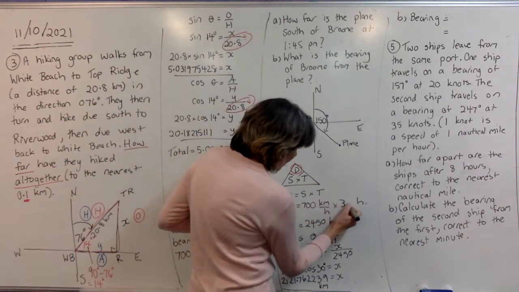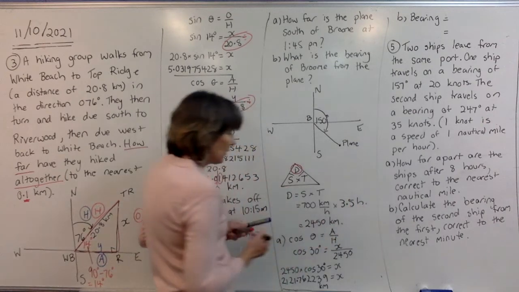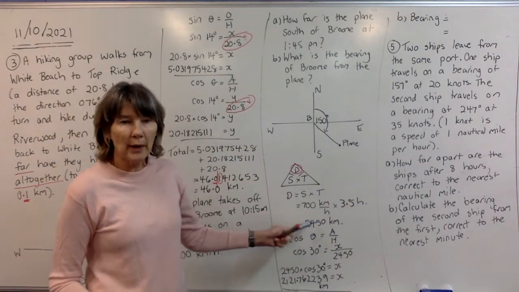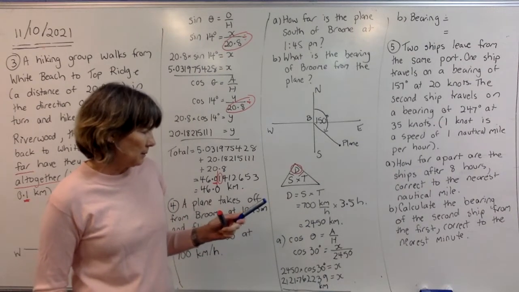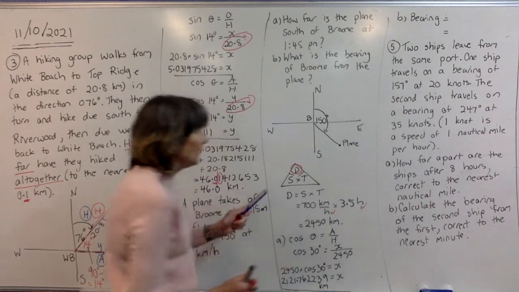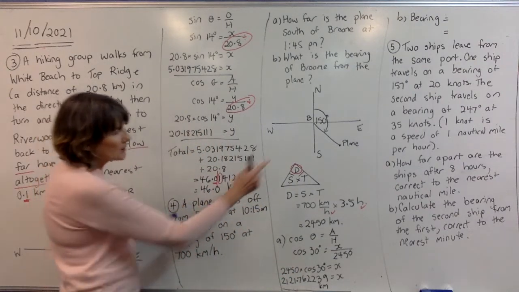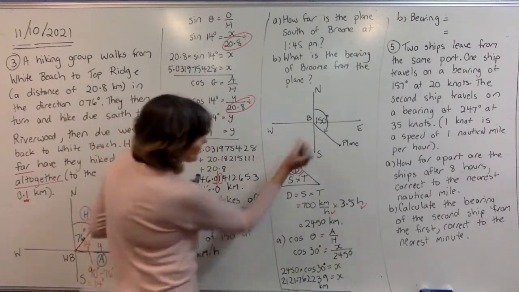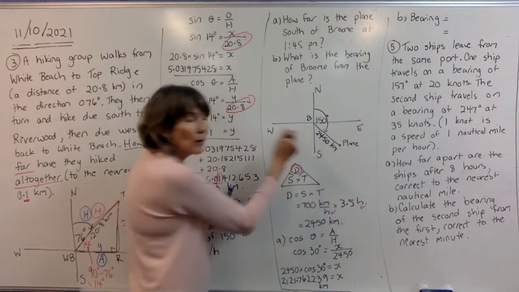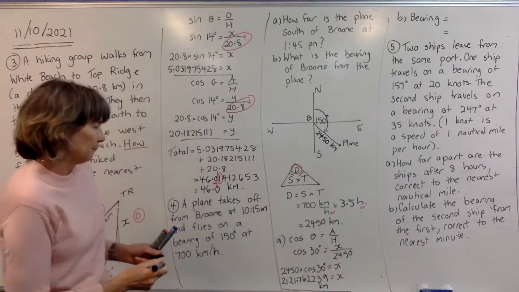So 3.5 hours, however you want to write it. If you multiply those numbers, you'll get 2,450 kilometres. Just make sure these units here are the same, which they are, so we're fine. So the distance the plane travelled was 2,450 kilometres. You can write that on because you've got a distance now.